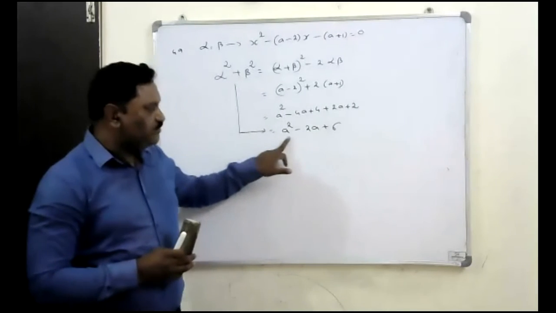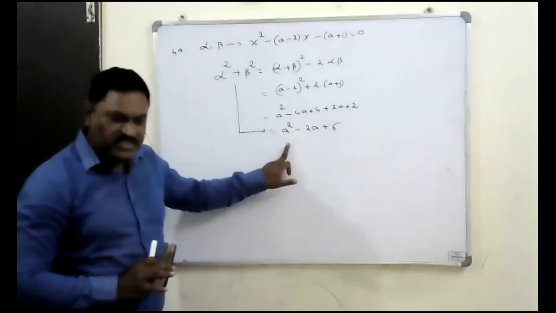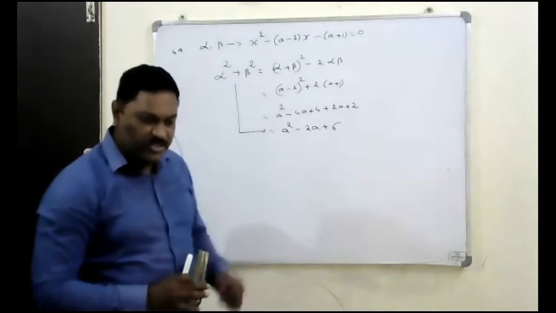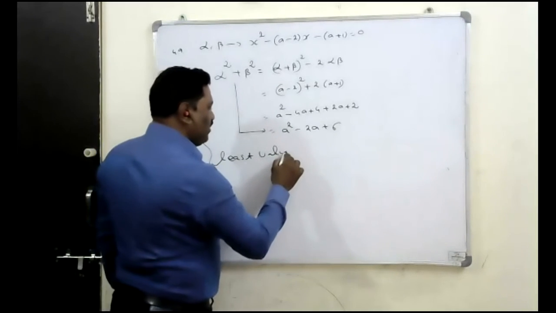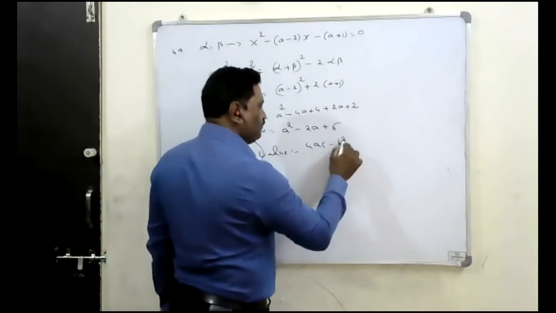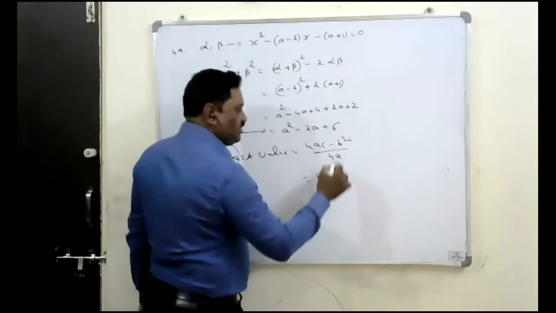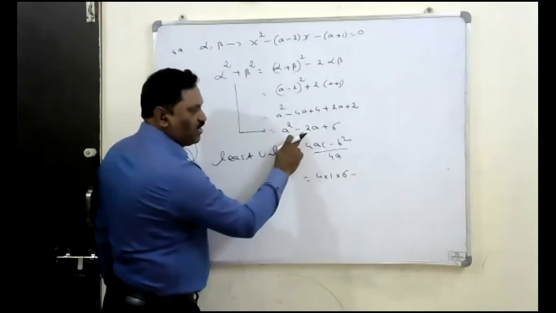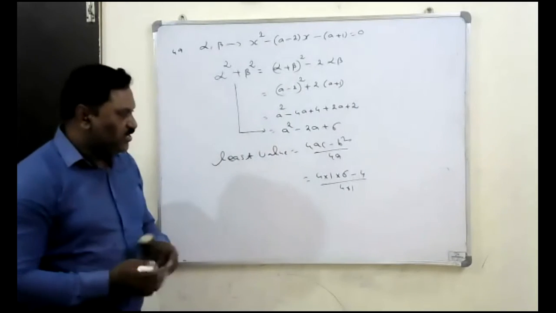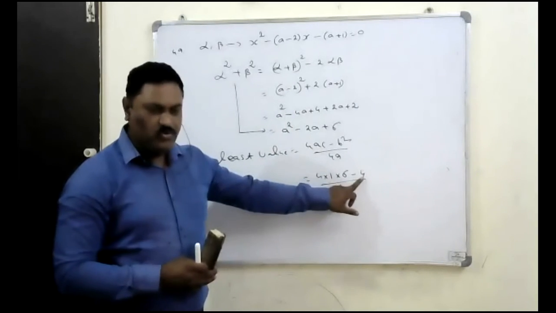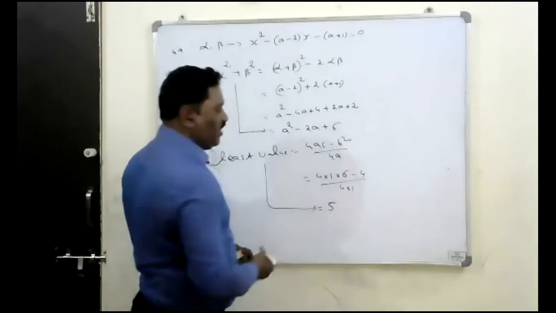Since it is a quadratic expression, where the a square coefficient is 1, which is positive, this expression will give the minimum value only. That is the least value only. The formula for the least value is 4ac minus b square by 4a. Here a means the coefficient of a square, that is 1, c is 6, and b is the coefficient of the middle term, minus 2, whole square, that is 4, upon 4 into 1. That is 6 fours are 24 minus 4, 20 by 4, that is 5. The least value of that expression is 5. That's the answer.